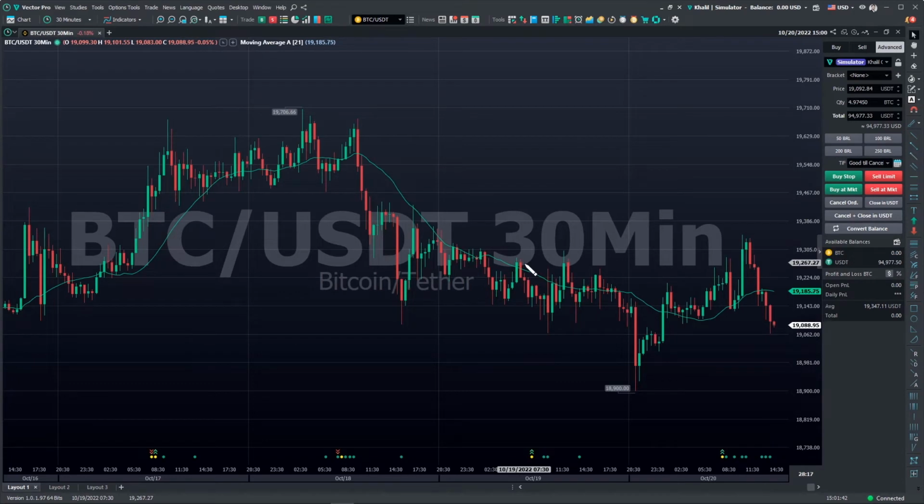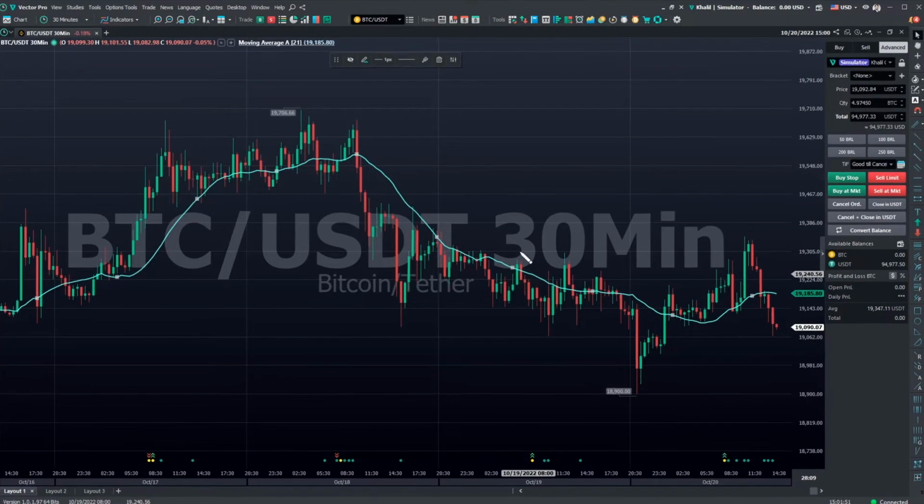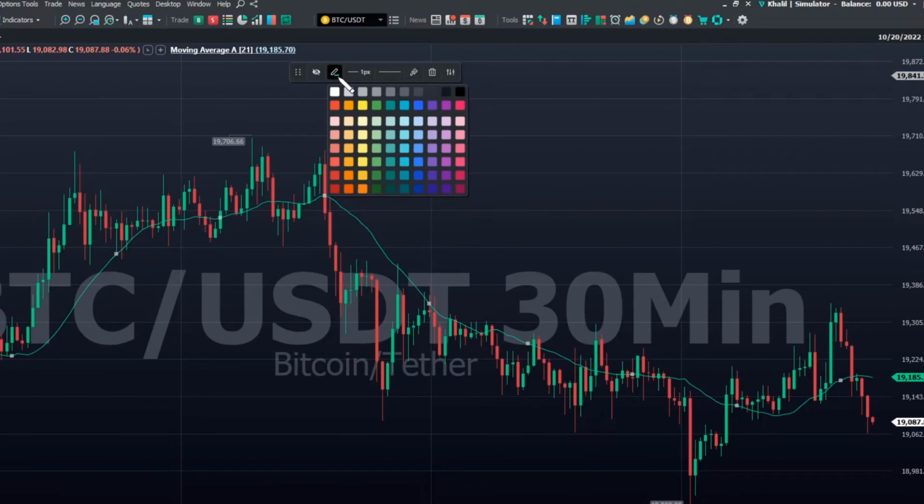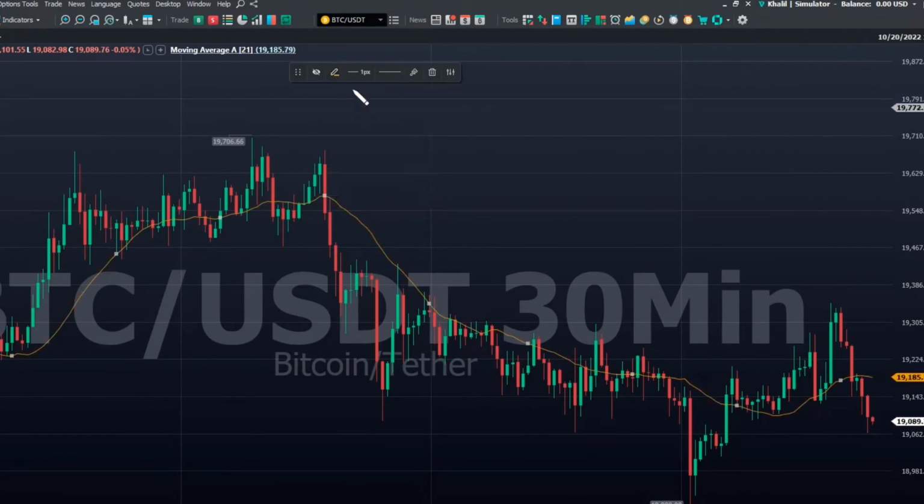Let's go back to the same place and insert a new moving average. But before, let's change the color of our first average. Click over it, and then, in this icon, let's choose orange and enhance its thickness.